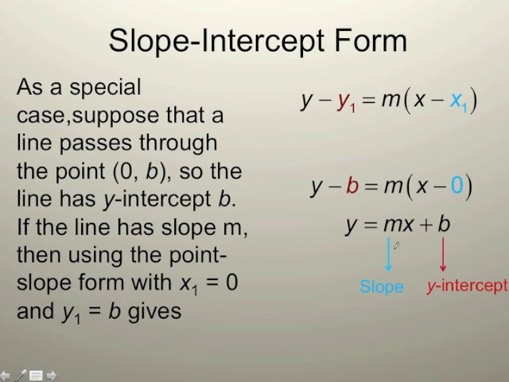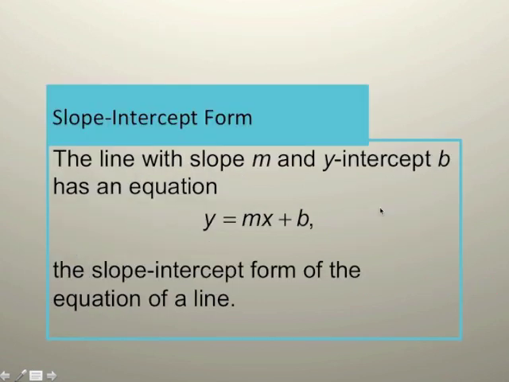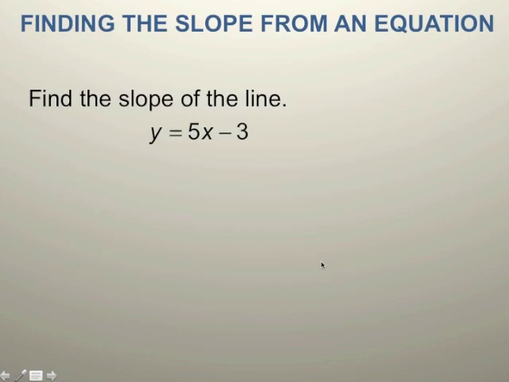Notice the m is still the slope and b is the y-intercept. This is then called the slope-intercept form of an equation, which is a very handy form. The slope-intercept form, slope m, y-intercept b, is y equals mx plus b. This is the slope-intercept form of a line.